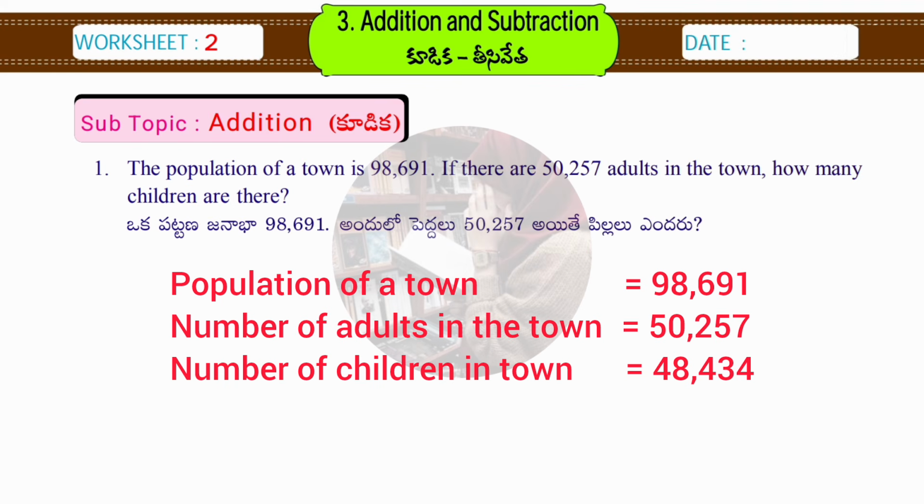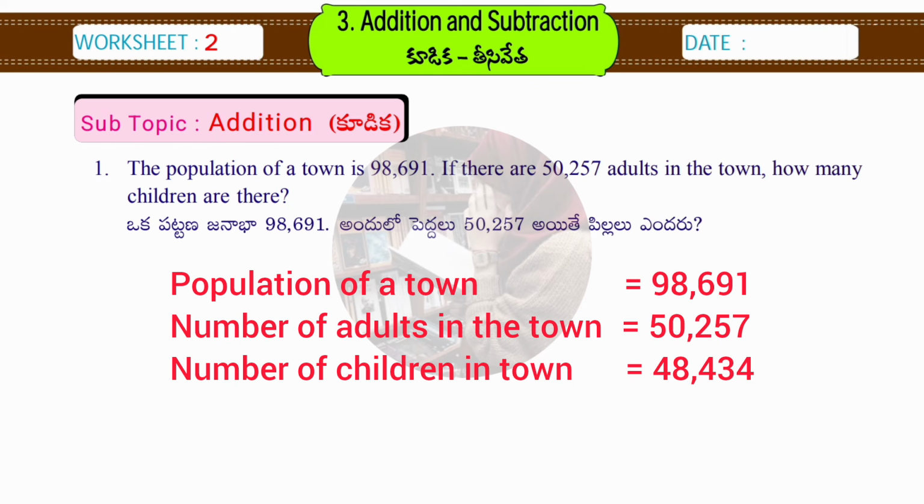Further, write it down. Answer. Population of the town is 98,691. Number of adults in the town is 50,257. Now we have to find out the number of children in the town. So for that, you have to subtract the adults from the total population. Then you will get the exact answer of how many children were there. Okay, let's see. So please subtract the value of adults from the total population. Then you will get the answer as 48,434. Okay, so this is the number of children in the town.